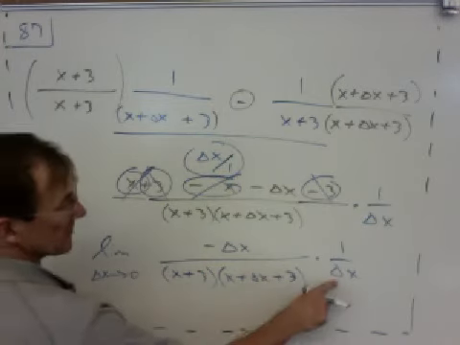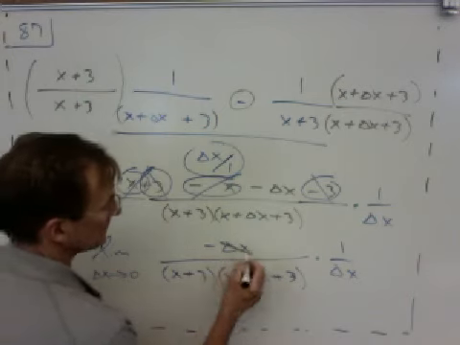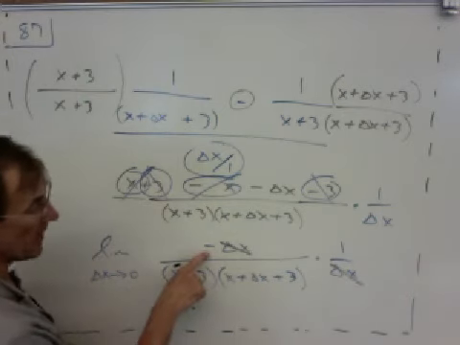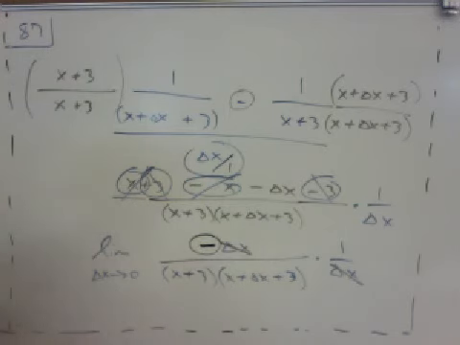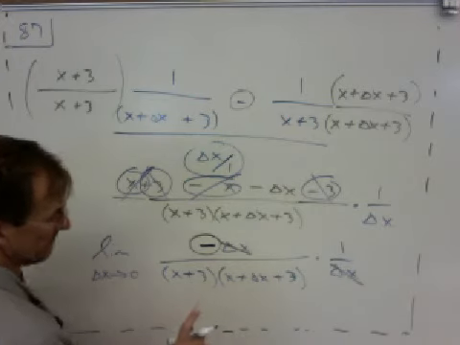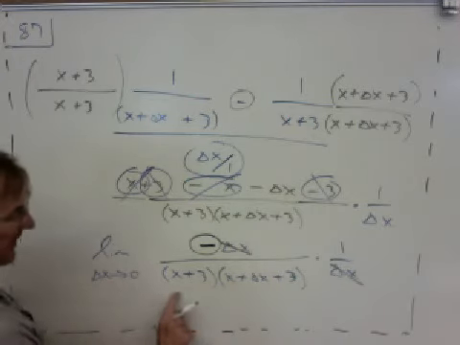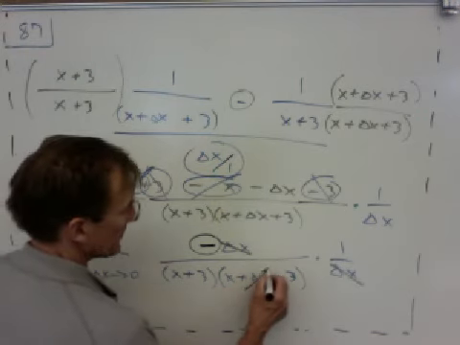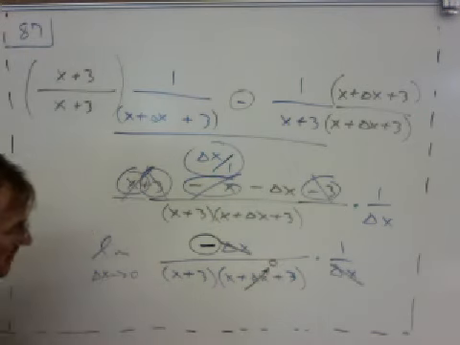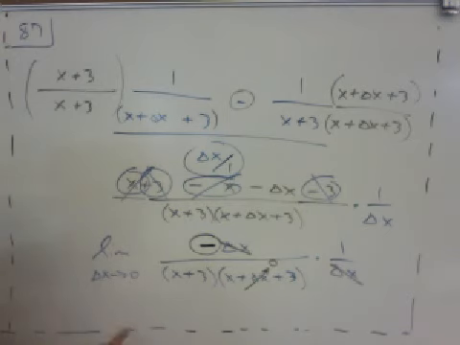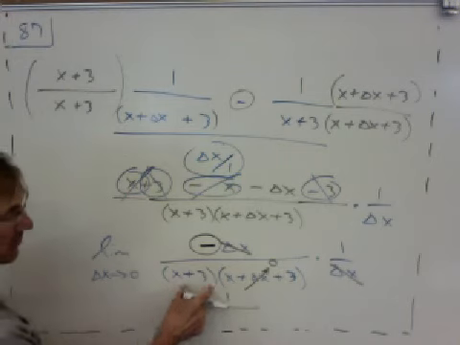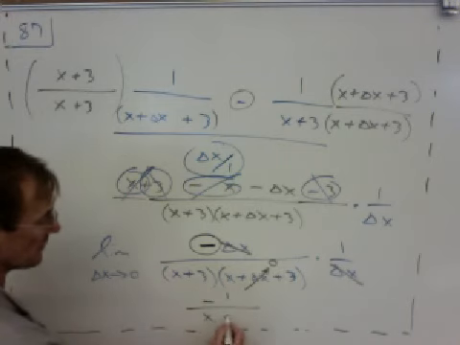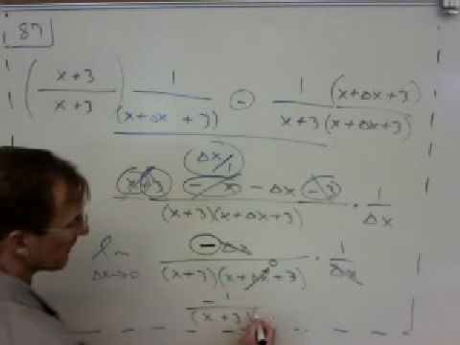First off, this delta x and this delta x, numerator and denominator, they're going to cancel. Make sure you hold on to this negative. Don't get rid of that negative. Don't forget about that negative. It's still there. So that negative is definitely there. It's going to go with this 1 over here. We can now let delta x go to 0. So this delta x in the denominator is going to go to 0. And what we're going to end up with, what's left, is a negative 1 in the numerator. And the denominator, we have an x plus 3 times an x plus 3. So it's x plus 3 quantity squared.